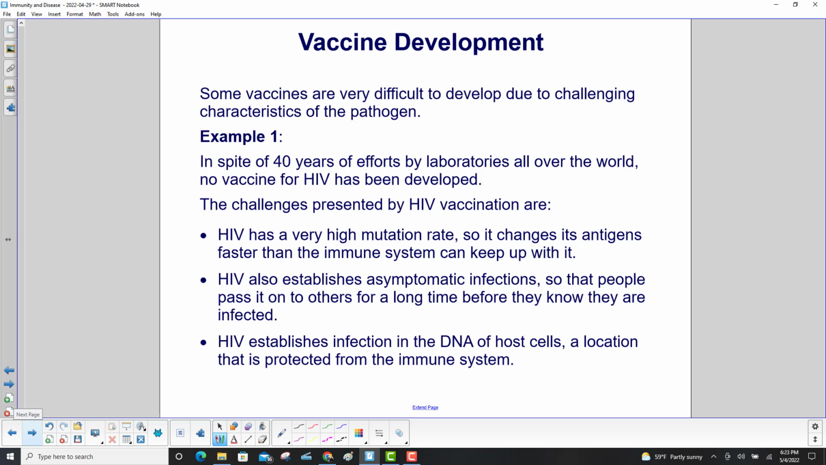Some vaccines are very difficult to develop due to challenging characteristics of the pathogen. Here's our first example. In spite of 40 years of efforts by laboratories all over the world, no vaccine for HIV has been developed. The challenges presented by HIV vaccine development are: HIV has a very high mutation rate, so it changes its antigens faster than the immune system can keep up with it. It also establishes asymptomatic infections, so that people can pass it on to others for a long time before they know they even have it. And HIV establishes infection in the DNA of host cells, a location that is protected from the immune system.